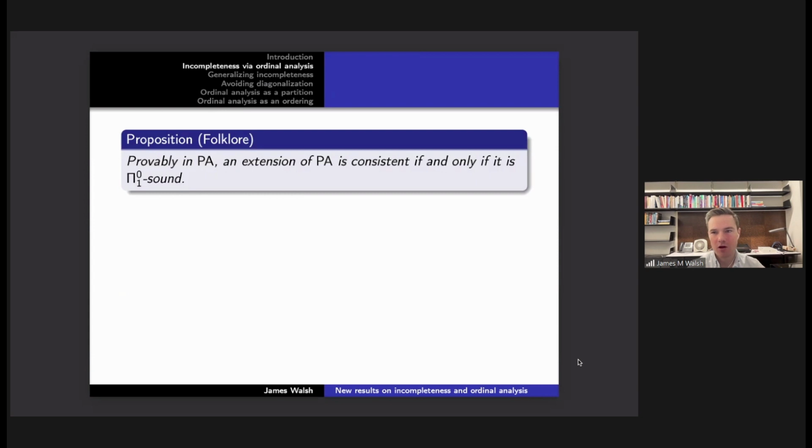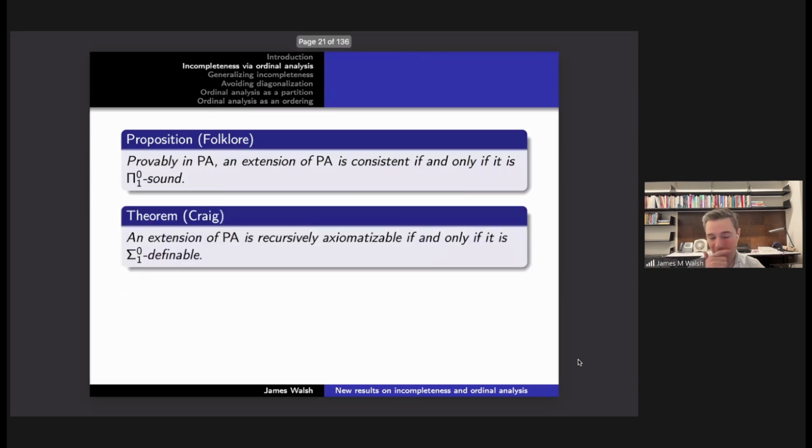There's another result that we're going to appeal to, and this is a theorem of Bill Craig, which is that an extension of PA is recursively axiomatizable if and only if it is Σ⁰₁ definable. An extension of PA is recursively axiomatizable if and only if it is Σ⁰₁ definable.